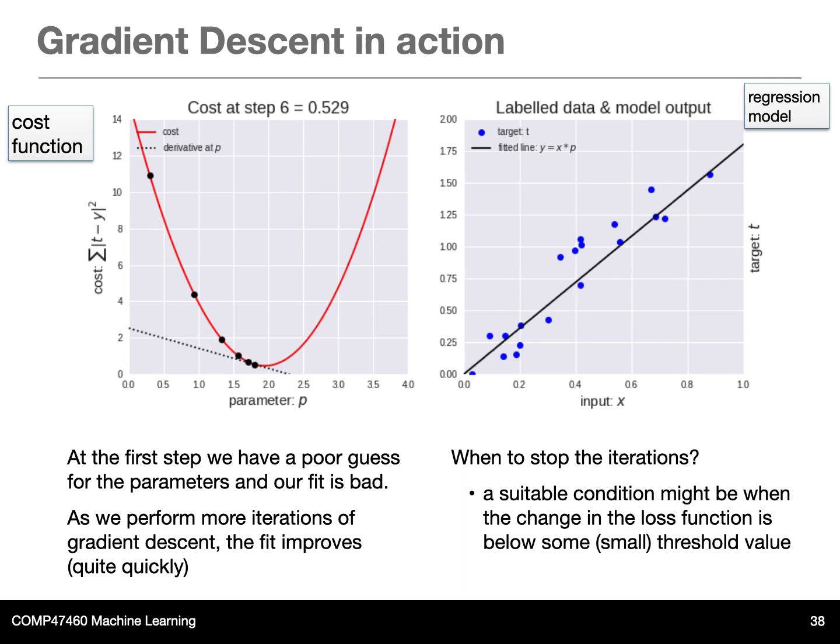So it's common to stop gradient descent after a certain number of iterations have been performed. It's also common to set a threshold for the stopping procedure. So in this case, we might decide that when the loss function changes by less than some threshold value, then at that point, it's not worth continuing the gradient descent, and so we can stop.